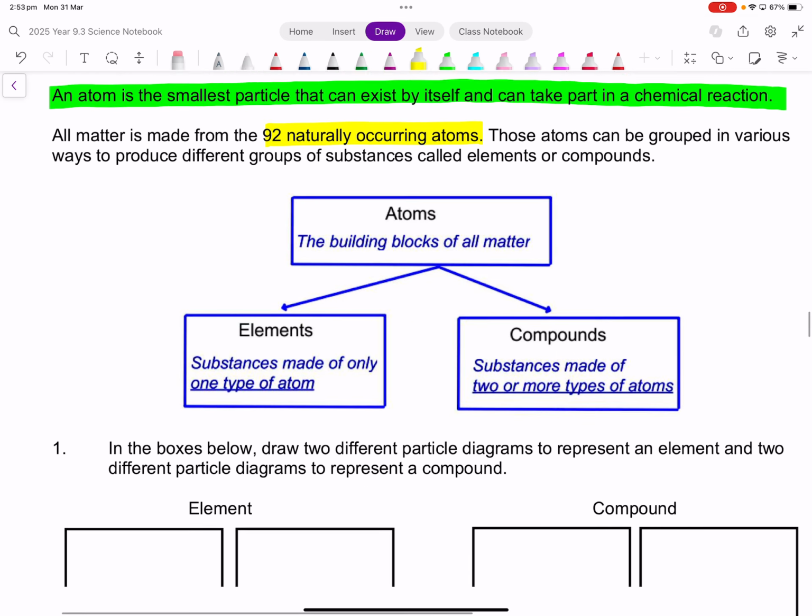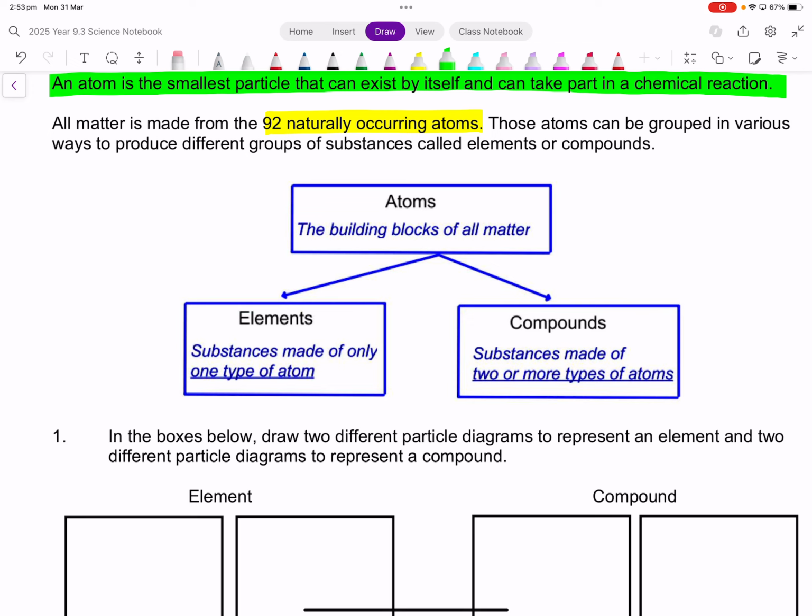So, some important definitions. Again, an atom is the smallest particle that can exist by itself and partake in chemical reactions. It's also known as the building block of all matter. Okay. The second and third definition, I should say, these are things which we're going to add to our terminology column again. So I'll highlight these ones in blue. Firstly, an element. What is an element? It is a substance made up of only one type of atom.